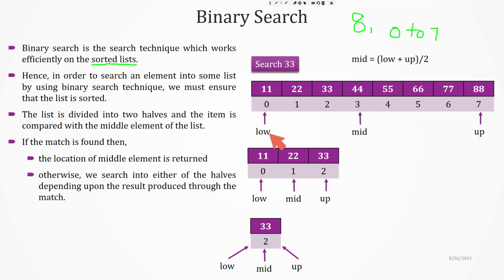I am using 3 more variables: low, mid and up. Initially low will be 0 and up will be 7. So here the number of elements in the array is 8, the low value is 0 and the up value is 7. Similarly, when the number of elements is n, the low value will be 0 and the up value will be n minus 1.